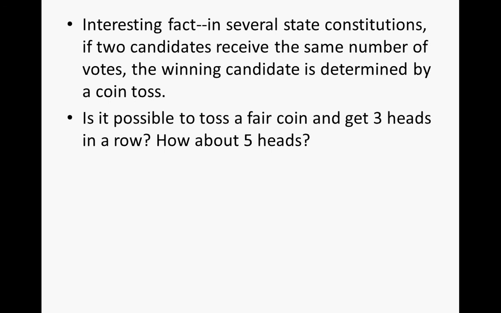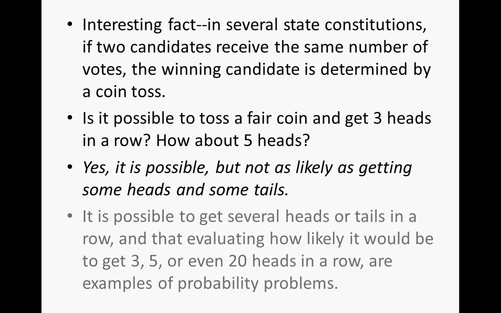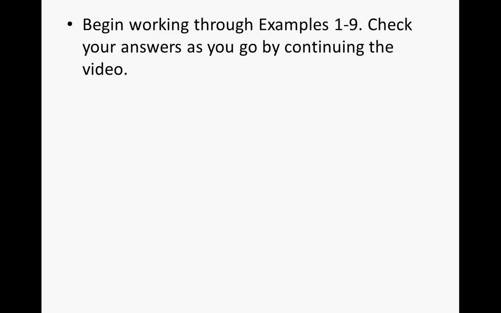Is it possible to toss a fair coin and get 3 heads in a row? How about 5 heads? Well, yes, it is possible, but not as likely as getting some heads and some tails. So is it possible to get several heads or tails in a row? And evaluating how likely it would be to get 3, 5, or even 20 heads in a row are examples of probability problems. Begin working through examples 1 through 9. Check your answers as you go by continuing the video.